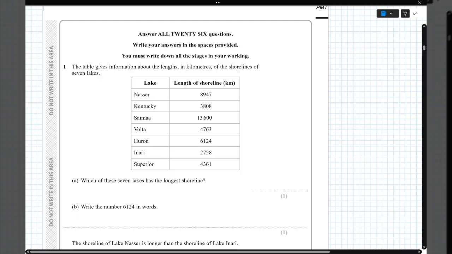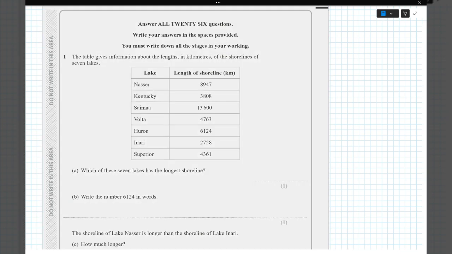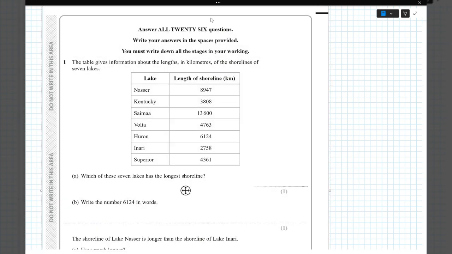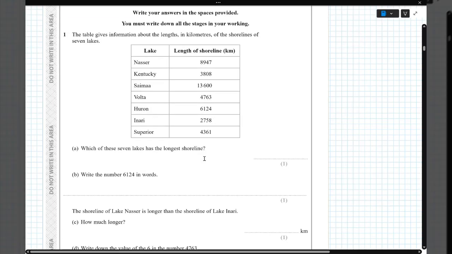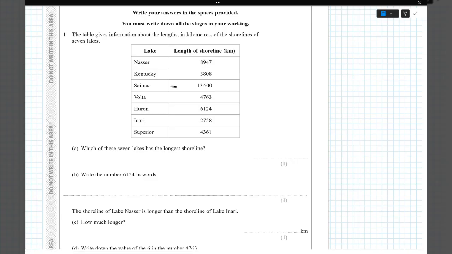We've got question 1. The table gives us information about the lengths in kilometres of the shorelines of 7 lakes. I've got to set that as background, otherwise that's going to move a lot. Which of these 7 lakes has the longest shoreline? So that'll be the one with the biggest number, which is that one there. So that is Sima. Write down the number. So 6,124.